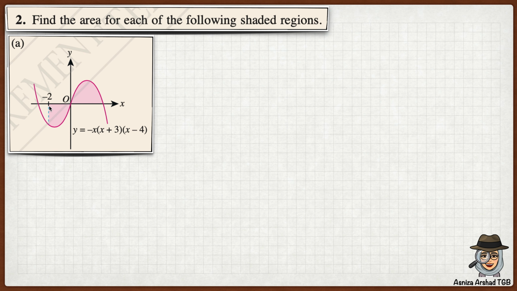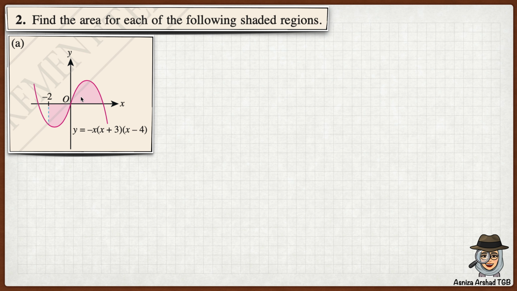Now the shaded region starts from -2 to 0 for the region below the x-axis. Remember, when the region is below the x-axis, between the curve and the x-axis, the integral value is negative. So we need to find the area, which means we need to take the absolute value of the integral.